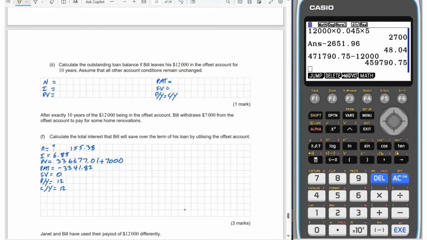Okay, then Bill is going to go on and he's going to calculate the loan if the 12,000 is left in the offset account for 10 years from now on. So back over here, it's going to be another 10 years, so 10 times 12, it's the 6.85. We just found the balance was 459,790, and I think there was 75 cents there. He's still paying the 3,341.82, and that's still going to be negative. And the future value is what we want, and this is monthly compounding.